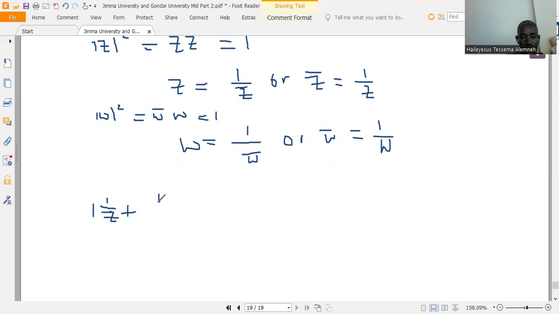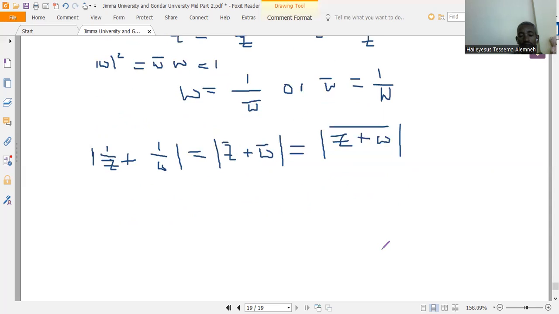The modulus of 1 over z plus 1 over w is the same as the modulus of z bar plus w bar, which is the modulus of the conjugate of z plus w. The conjugate of the sum is the sum of the conjugates, the conjugate of z and the conjugate of w, which is the same as z plus w conjugate.